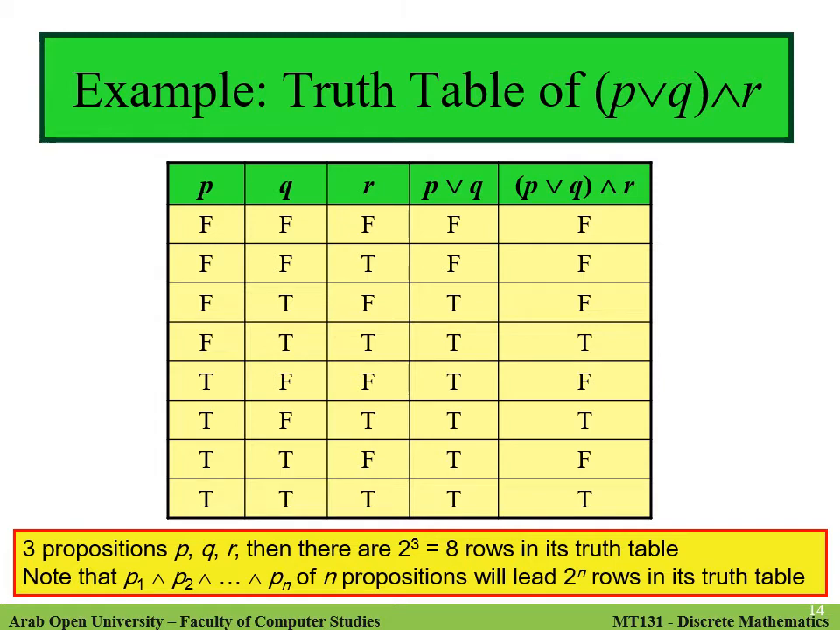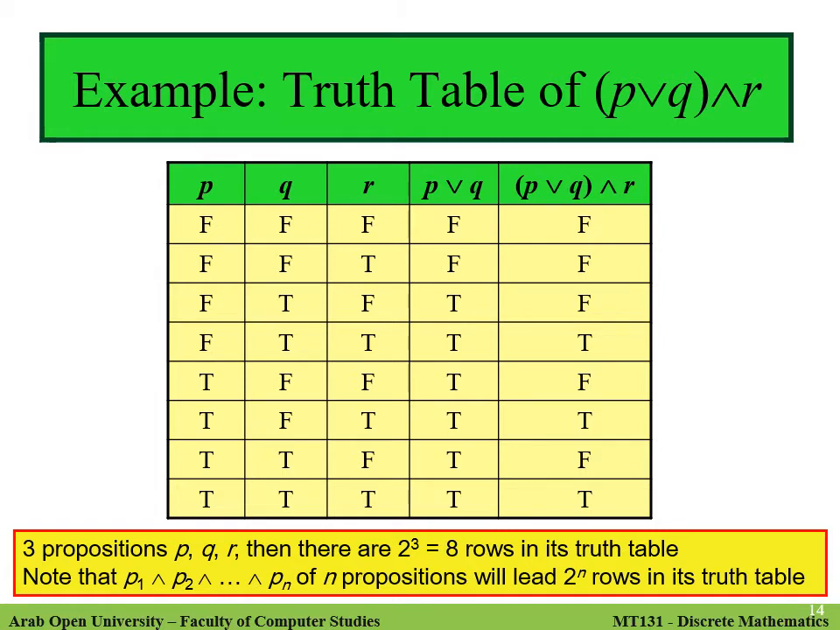So with 3 propositions, P, Q, and R, the number of rows will be 2 to the 3. Every time you add 1 proposition, you multiply by 2. With 3 propositions, the number of rows is 2 to the 3, which is equal to 8. You should expect 8 because there are 8 different possibilities for the truth values for the 3 propositions.